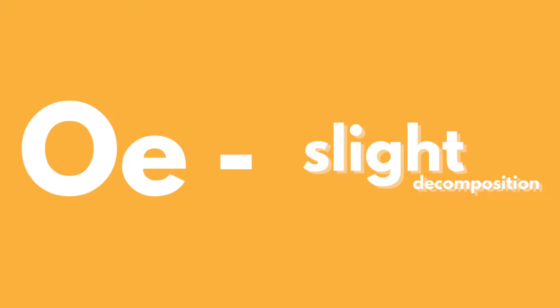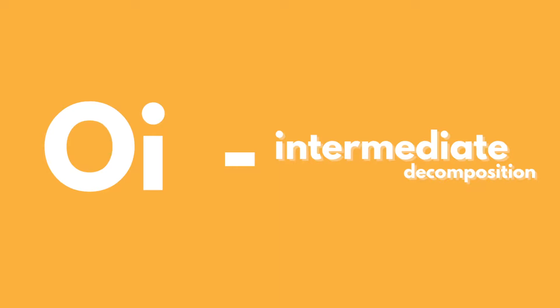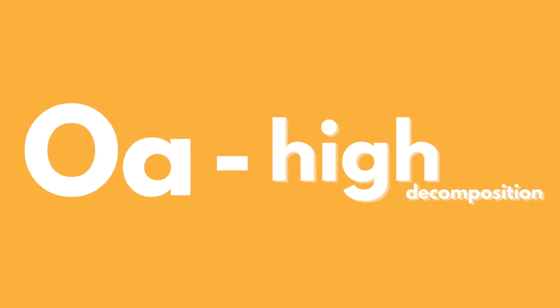To know its level of decomposition, we use 3 terms. OE means a slight decomposition. OI means an intermediate level of decomposition. And OA means a high rate of decomposition.